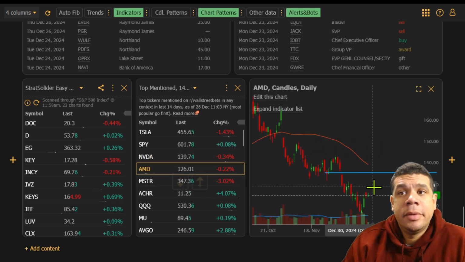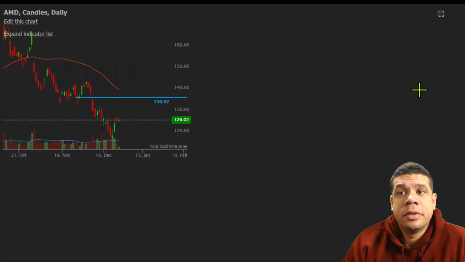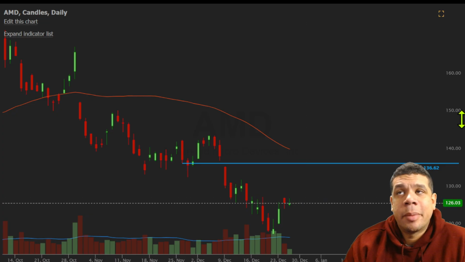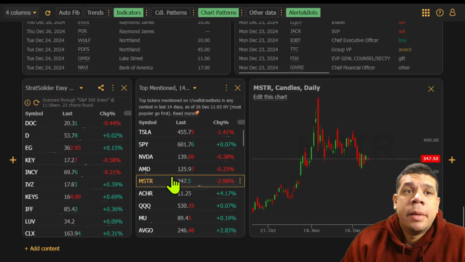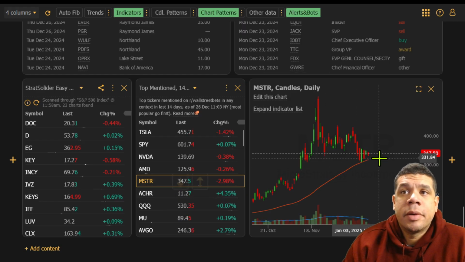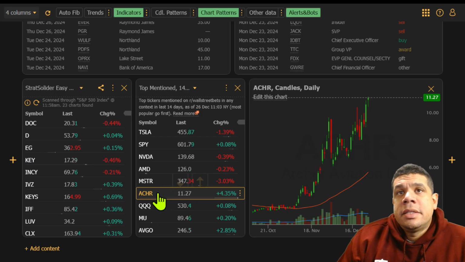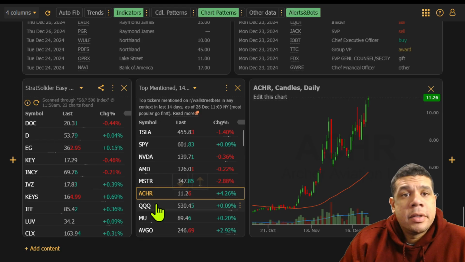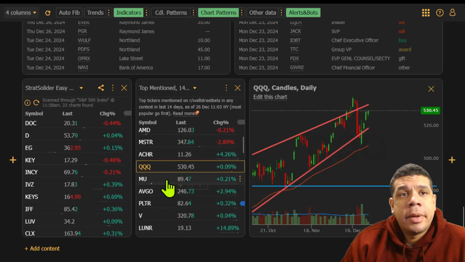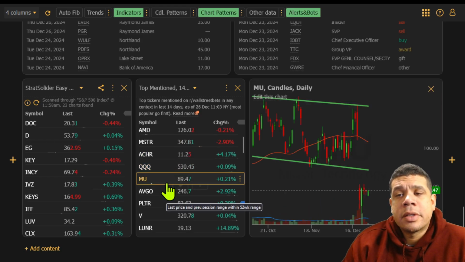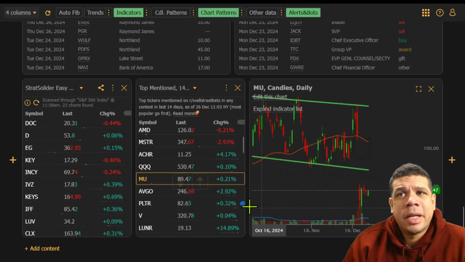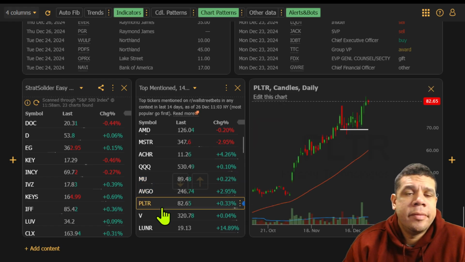Everybody talking about AMD, but what's AMD actually doing inside on the day? Being crappy, all right? Being crappy. MSTR, trading sideways. Everybody keeps talking about MSTR. What's it doing? Trading sideways. ACHR, have no idea what it is, but they're buying it at $11. You can trade that. QQQ, talked about that. MU, everybody's talking about MU, but do you really want to get on that? Not me. I already talked about AVGO.